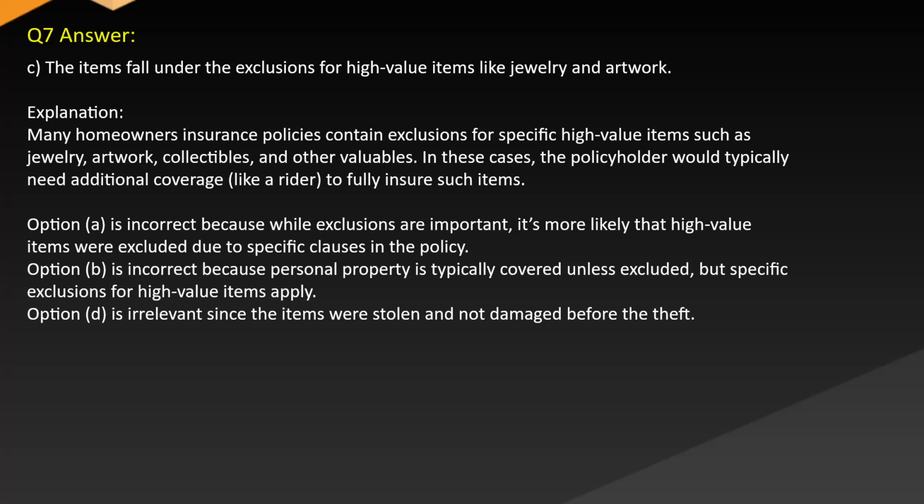Option A is incorrect because while exclusions are important, it's more likely that high-value items were excluded due to specific causes in the policy. Option B is incorrect because personal property is typically covered unless excluded, but specific exclusions for high-value items apply. Option D is irrelevant since the items were stolen and not damaged before the theft.